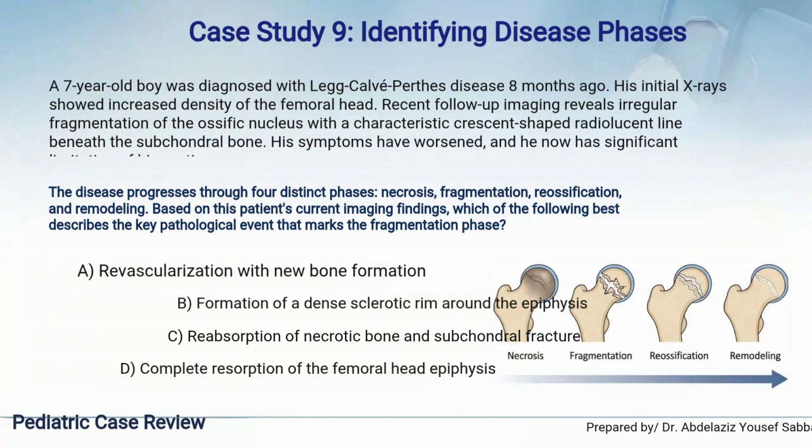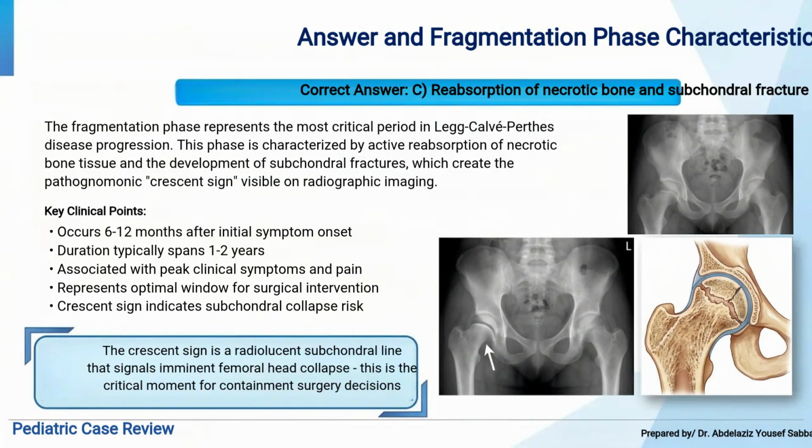Based on this patient's current imaging findings, which of the following best describes the key pathological event that marks the fragmentation phase? Option A, revascularization with new bone formation. Option B, formation of a dense sclerotic rim around the epiphysis. Option C, reabsorption of necrotic bone and subchondral fracture. Option D, complete resorption of the femoral head epiphysis. The correct answer is option C, reabsorption of necrotic bone and subchondral fracture.